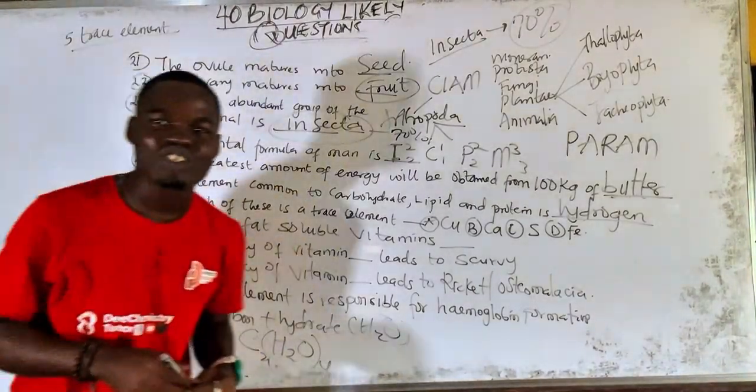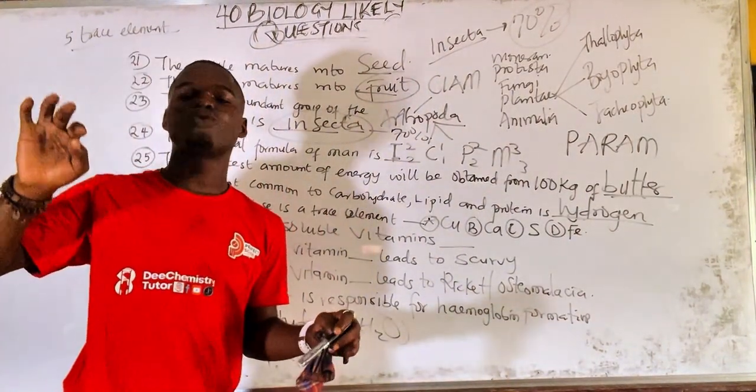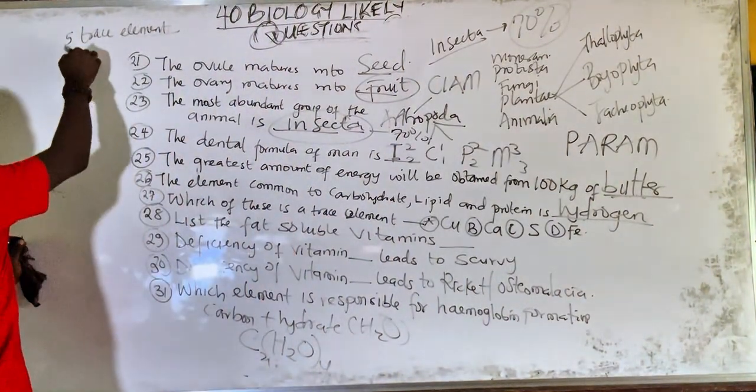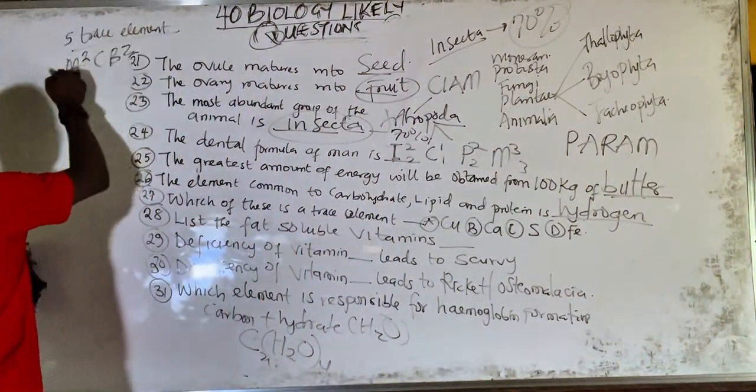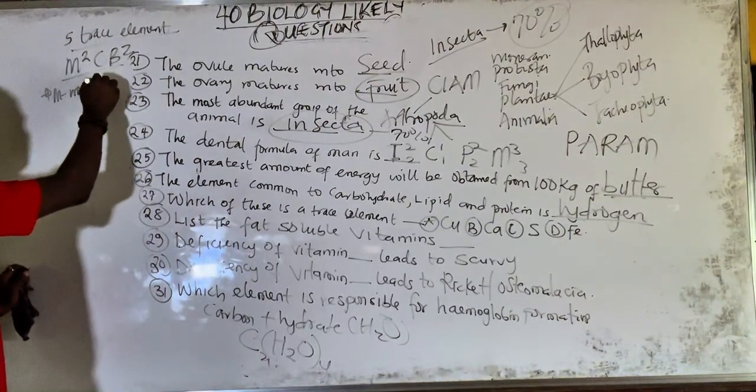Okay? So, we'll go with the 5 trace elements. What are the 5 trace elements? You must know it. And the way I know it is M squared CBZ. What do I mean by M squared? The first M is molybdenum.